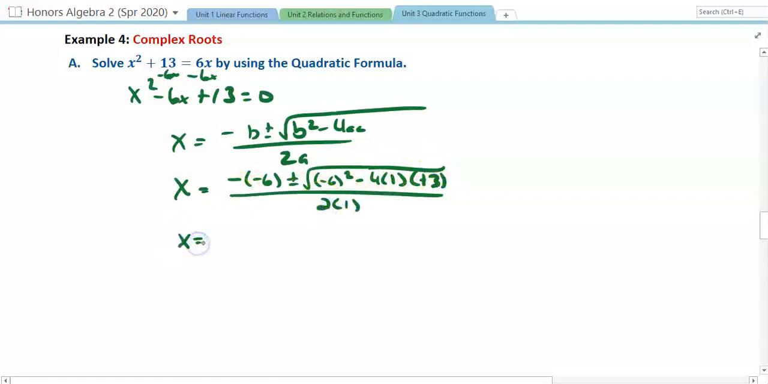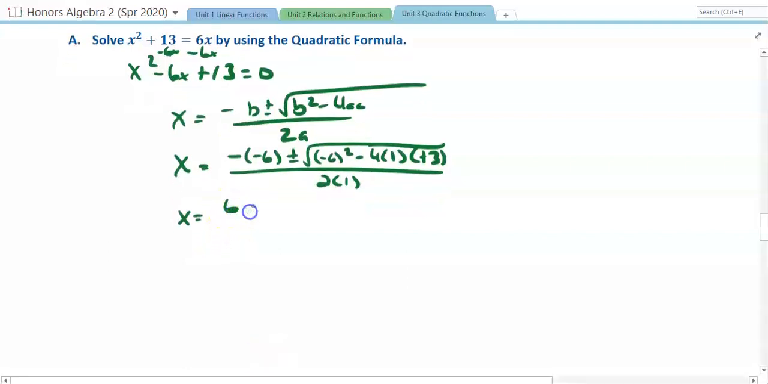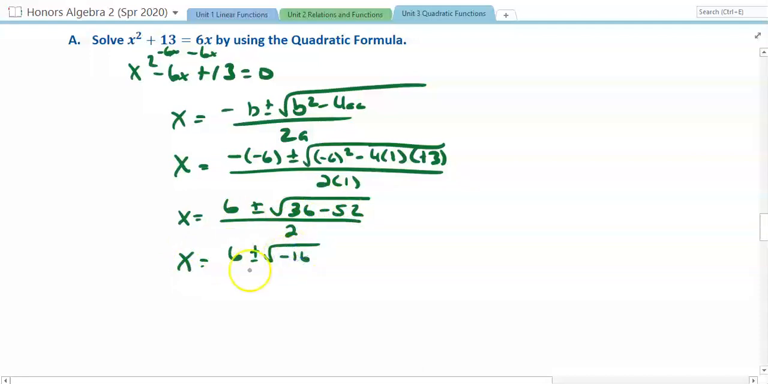And remember, these problems we're doing are simple numbers. Again, it doesn't matter if I've got simple numbers or complicated numbers. It will work out the same every time. So equals 6 plus or minus the square root of 36. And 4 times 13 is 52, so minus 52 all over 2. From here, x is equal to 6 plus or minus the square root of negative 16 over 2.